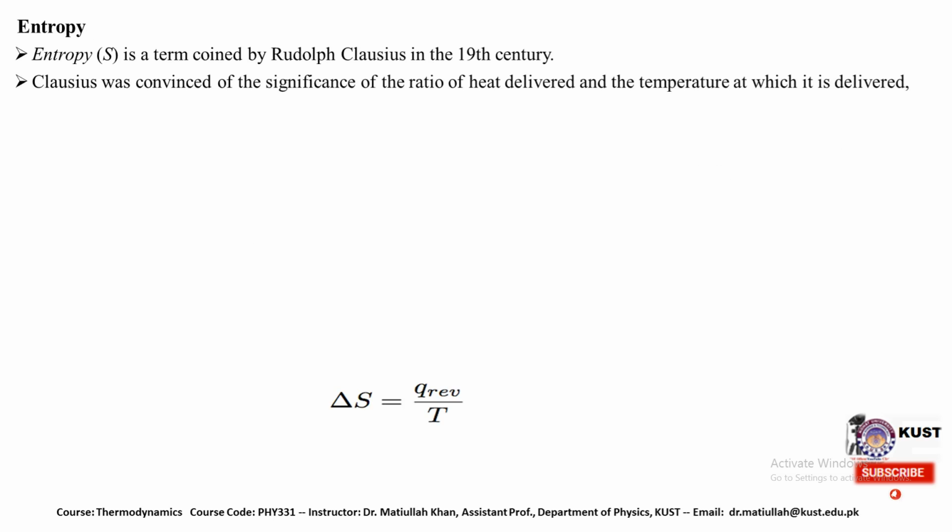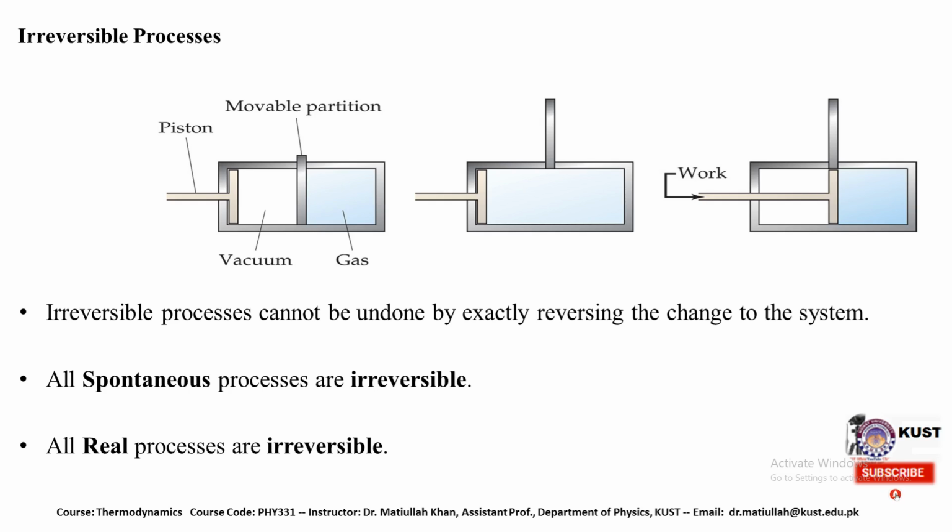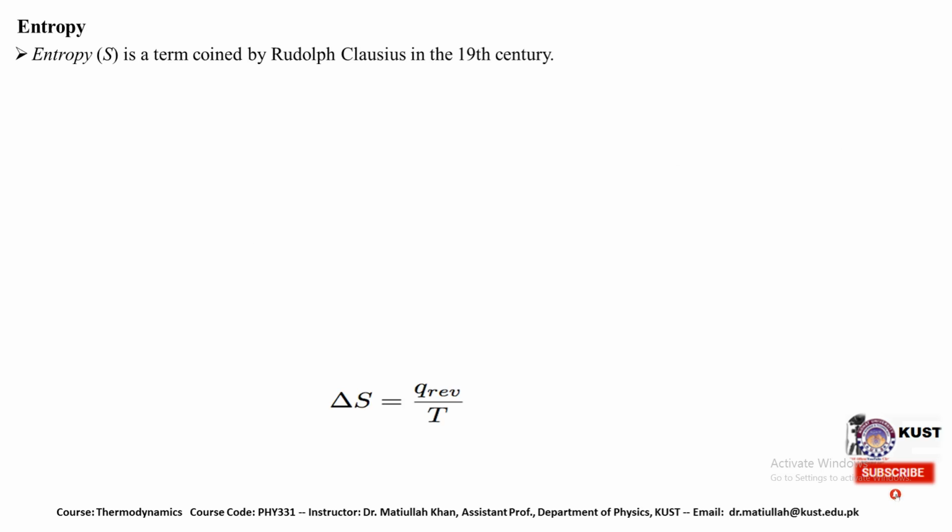This is the concept of the first law of thermodynamics: if you provide heat to a system, part of that heat will be utilized in doing work, and part of it will be utilized in increasing the internal energy of that system.